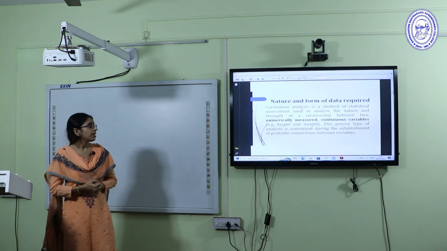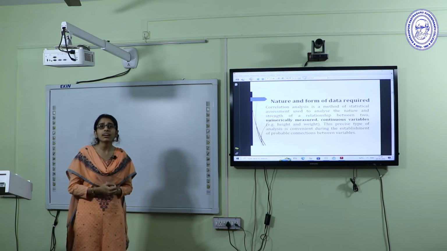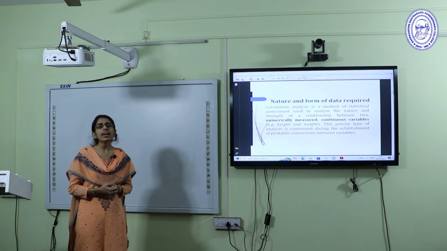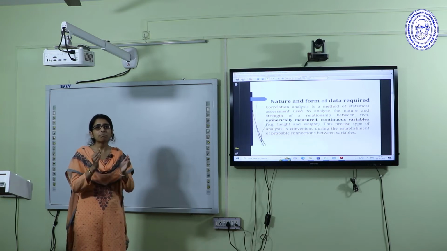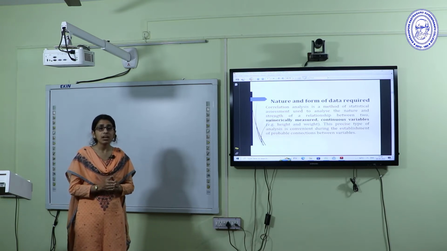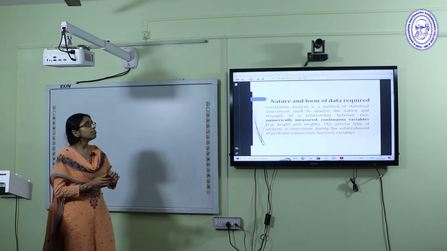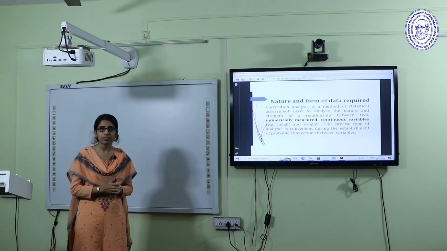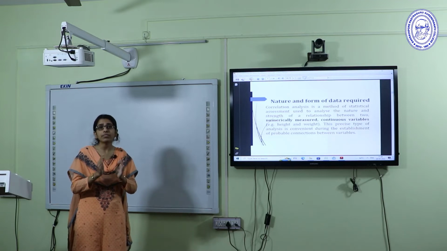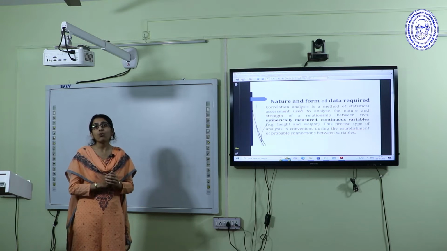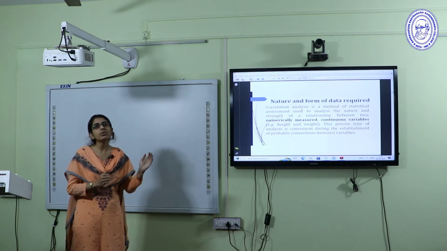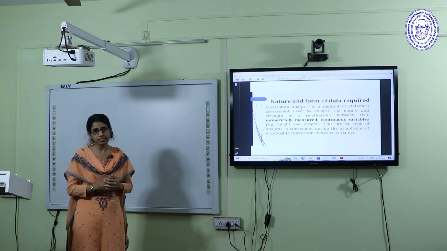Then we come to the nature of data required for this correlation analysis. Correlation analysis is a simple technique, but there are some bindings related to data. First of all, the data must be numerically measured. That is, quantitative data. The data must be quantitative in nature. Qualitative data is not suitable or applicable for general correlation analysis.